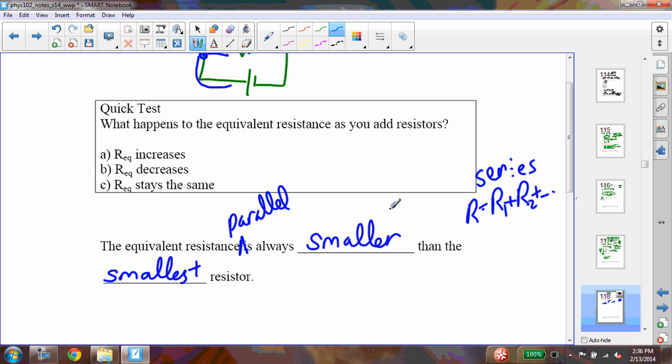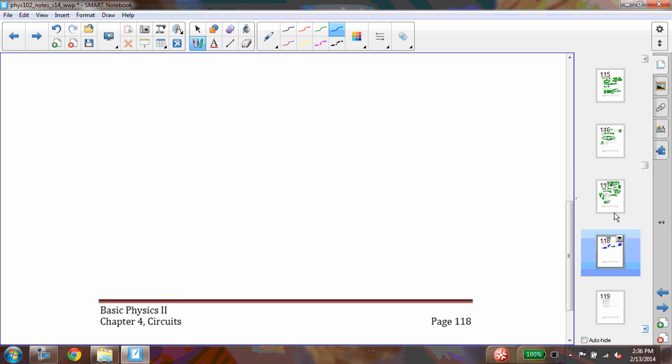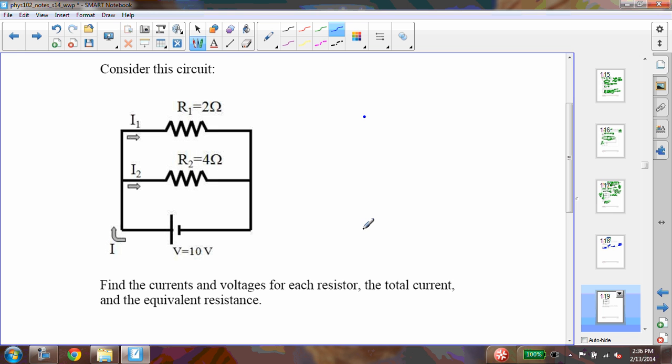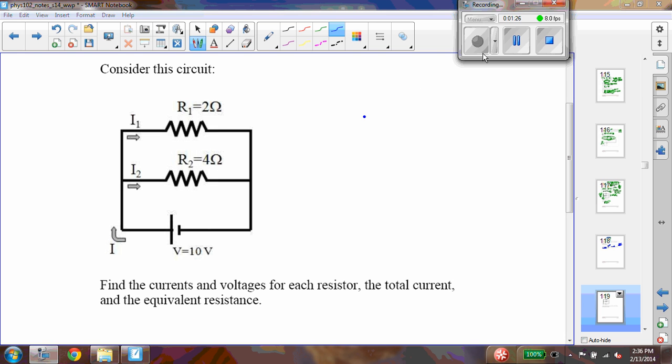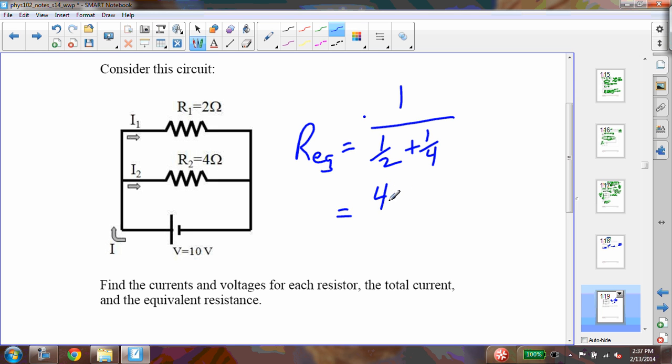We can also see this mathematically. Let's just work this out. Let's say this circuit right here. Let's go ahead and find the equivalent resistance, and then we'll address the others. Here, the equivalent resistance is 1 over 2 plus 1 over 4. That's 2/4 plus 1/4, that's 3/4. That's 4/3 ohms, or 1.3 ohms. Notice that it is smaller than this resistor, and it's smaller than this resistor.